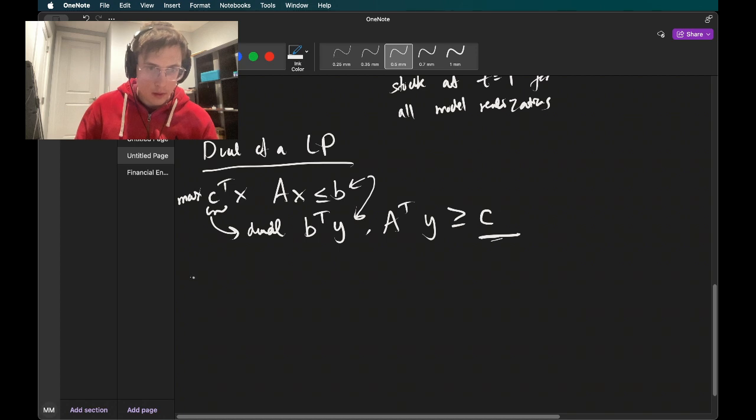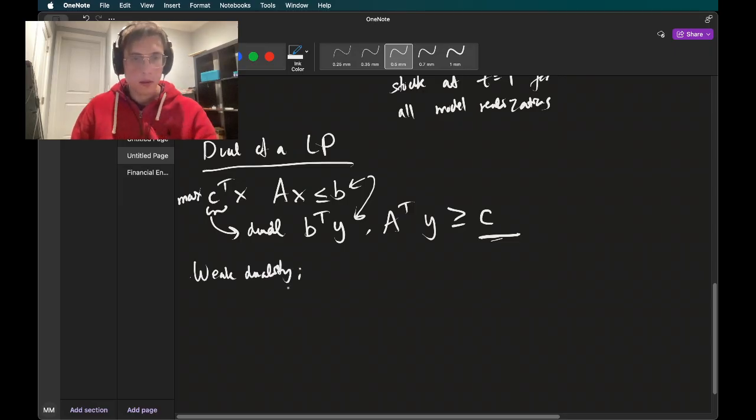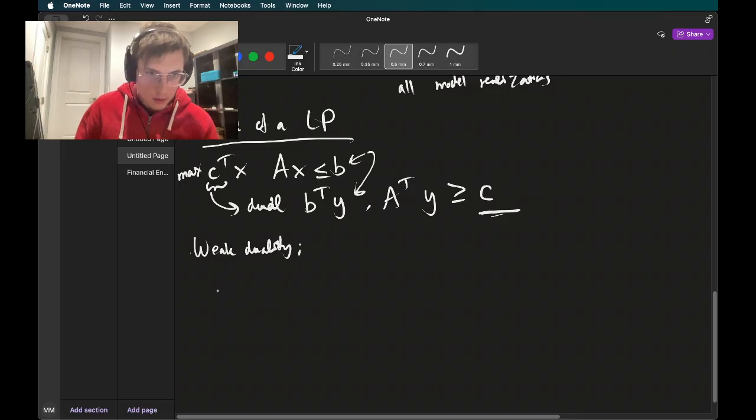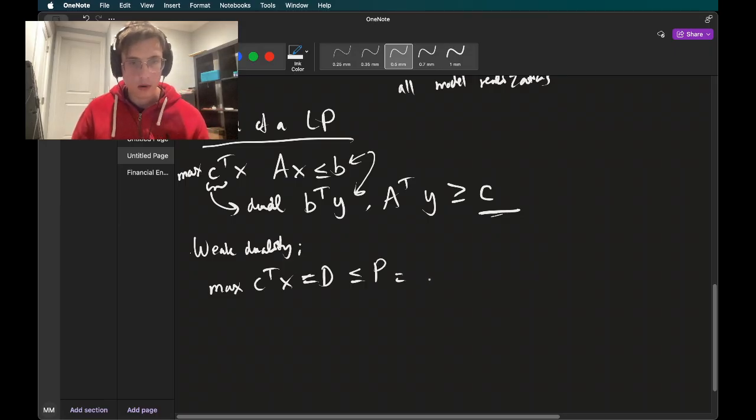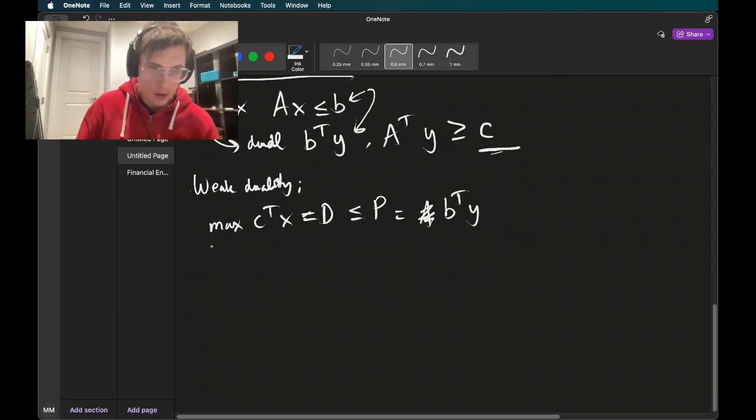you can prove that there's something called weak duality, which says that this is true for any linear programs, that the maximum of c transpose x, which we'll call d, is less than or equal to p, which is the minimum of b transpose y. So basically the solution of the first linear program is always less than or equal to the solution of the second linear program. So that's called weak duality because there's a less than or equal to.